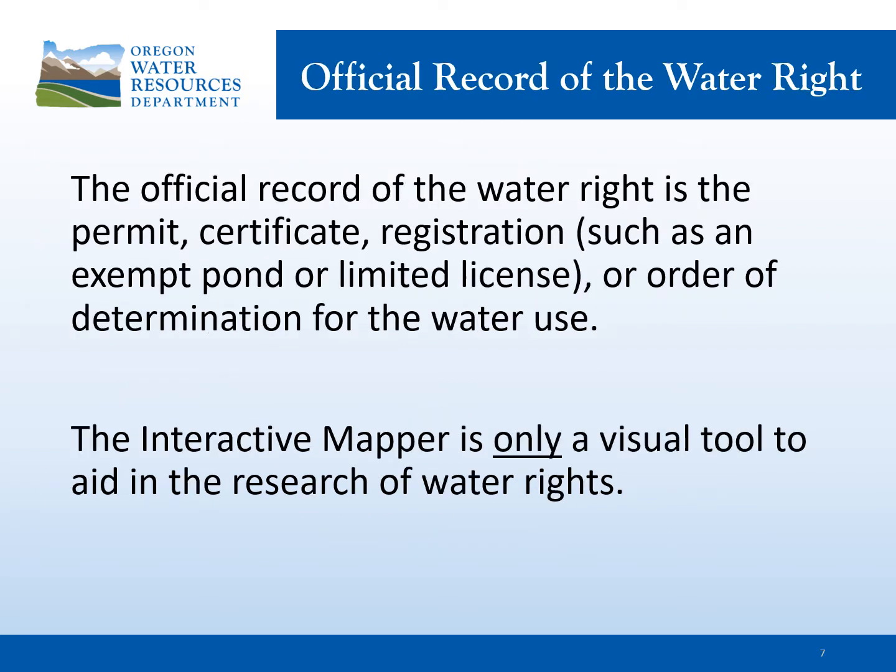Again, it is important to note that the information displayed on the interactive mapper is not the official record of the water right. The interactive mapper is a tool that can assist the user in locating links to the official record of the water right.